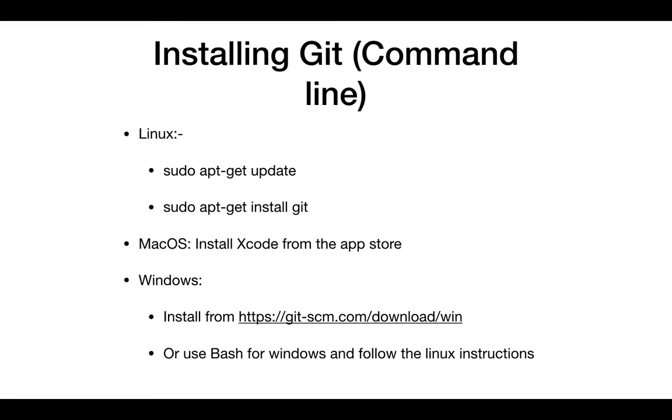Okay, so we're going to be using Git in the course, and to install Git, I'm going to walk through the three main operating systems. For Linux, just run those two commands one after the other. So do a sudo apt-get update followed by sudo apt-get install git, and we should have Git installed on Linux. For Mac OS, go to the App Store and install Xcode. It's around a 5 to 6 gig install, so it is quite large. And for Windows, you can go to either this link, or you can install Bash for Windows from the Windows Store, open that application and just follow the Linux instructions.